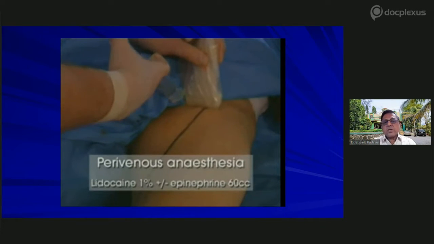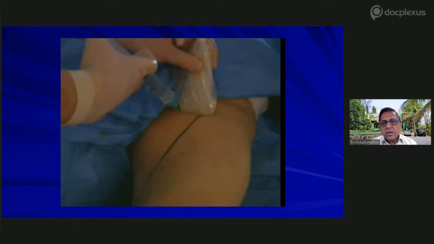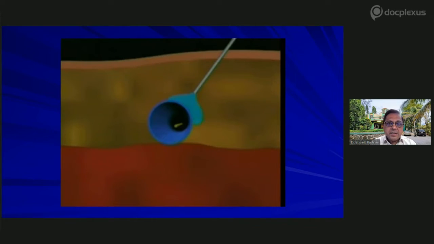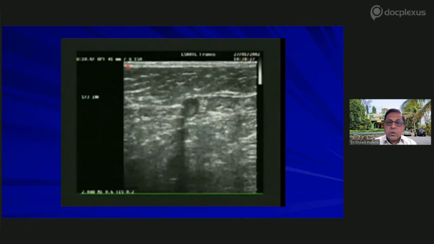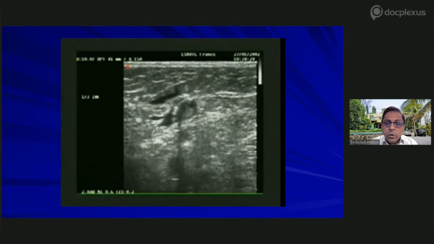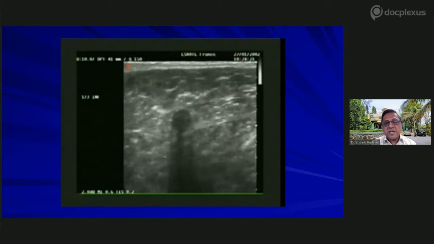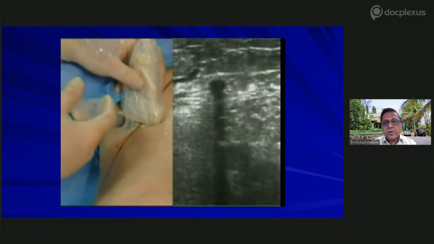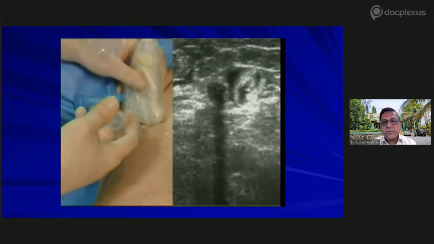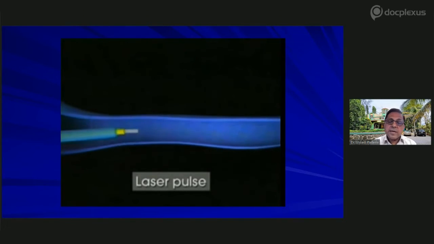Now, this is the most important part of the procedure. This is called tumescent anesthesia. So when you inject this local anesthetic, it first of all covers the entire vein all around. Secondly, it also compresses the vein over the laser fiber. So once the heat comes out from the tip of the laser fiber, it directly acts on the vein wall and does not damage the surrounding.